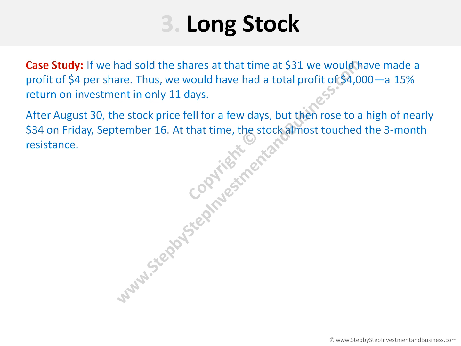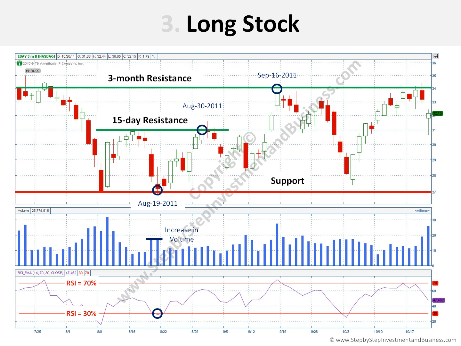At that time, the stock almost touched the 3-month resistance. That can be seen here. After August 30, the stock price fell for a few days, but then on September 16 rose to a high of nearly $34, almost touching the 3-month resistance.